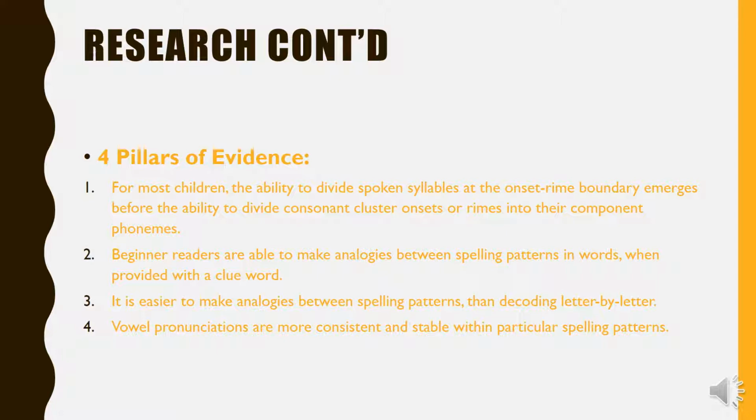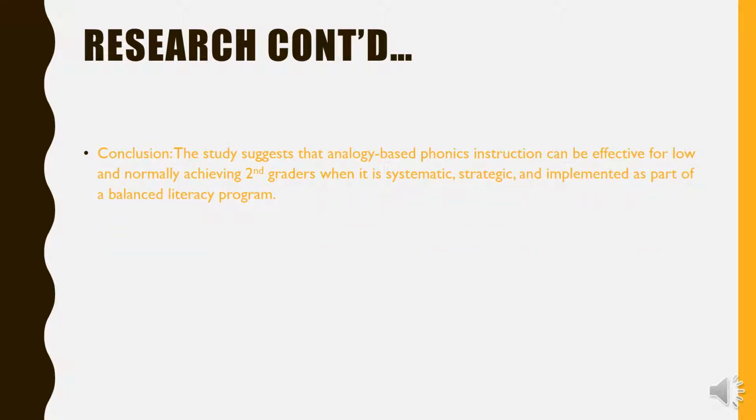Beginner readers are able to make analogies between spelling patterns and words when provided with a clue word. It is easier to make analogies between spelling patterns than decoding letter by letter. And vowel pronunciations are more consistent and stable within particular spelling patterns. In conclusion, the study suggests that analogy-based phonics instruction can be effective for low and normally achieving second grade readers when it is systematic, strategic, and implemented as part of a balanced literacy program.